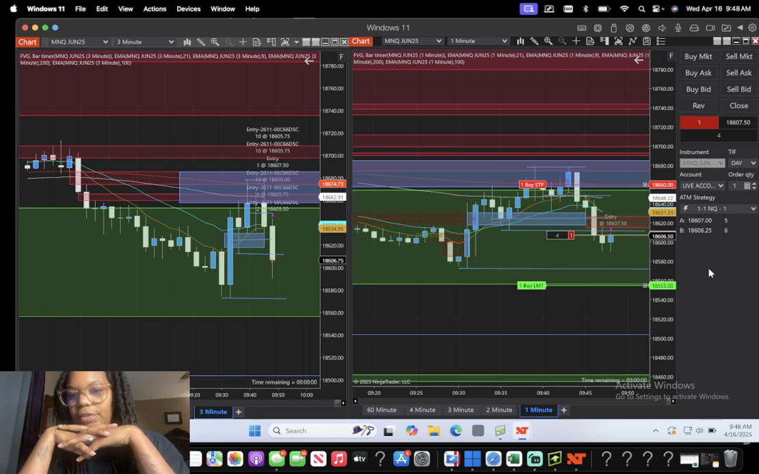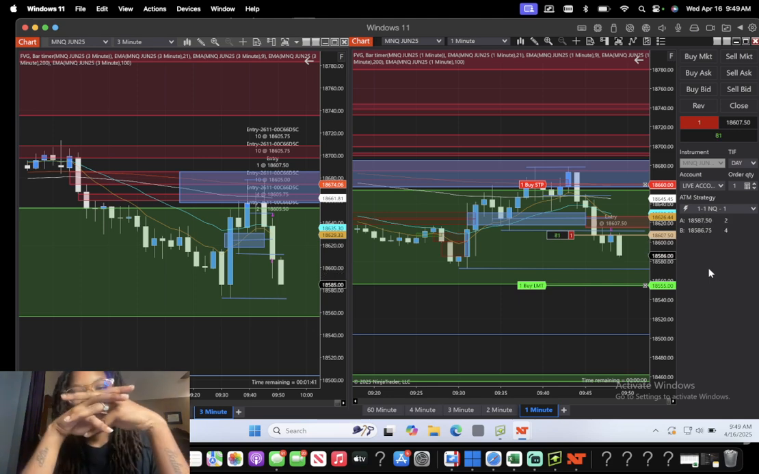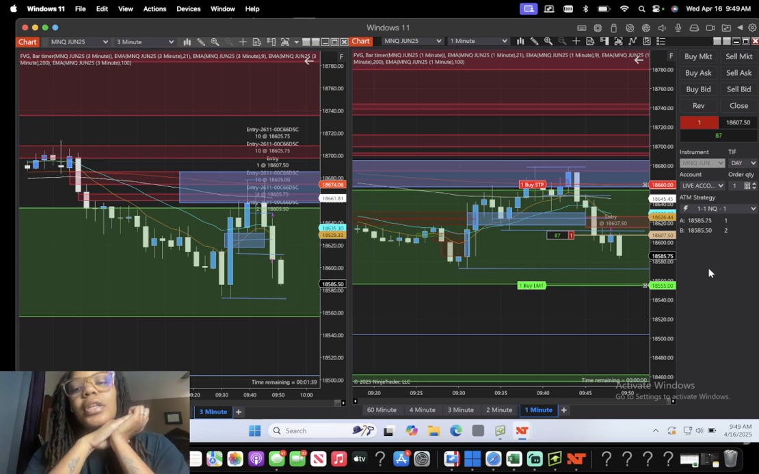Like I said, there's that fair value gap right there. So it can go back and tap it. We're not worried about it. Nice push. Still haven't tapped that fair value gap, so I'm not moving my stop. Let's hope we just push right on through.